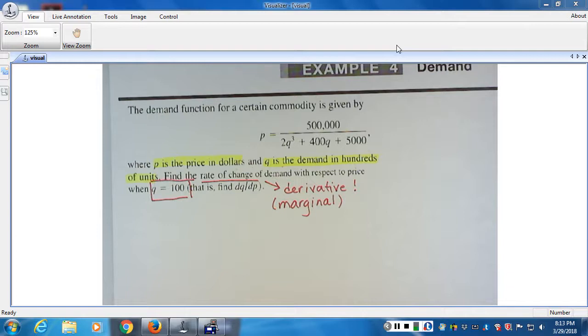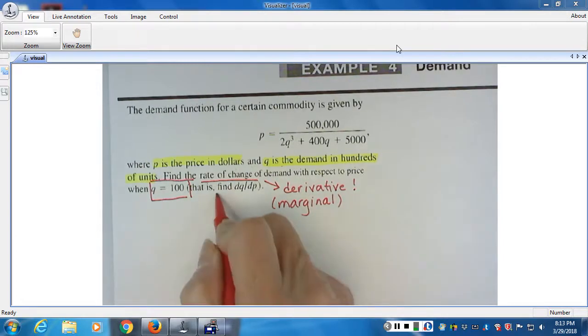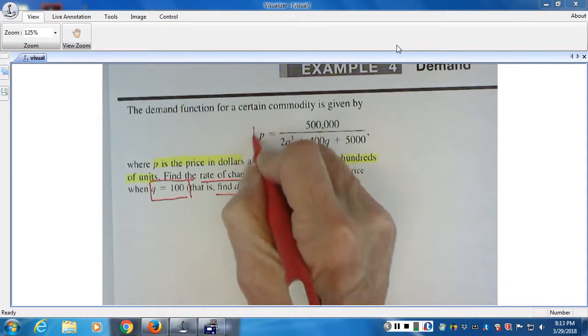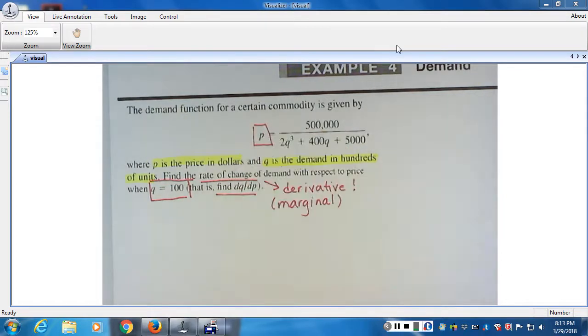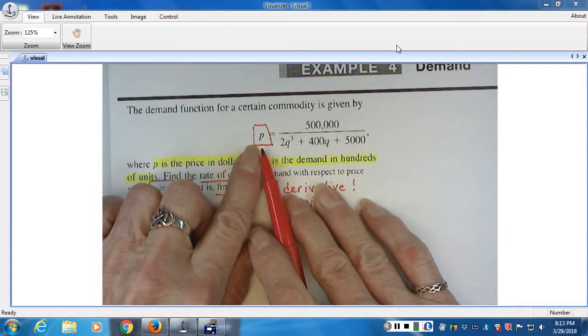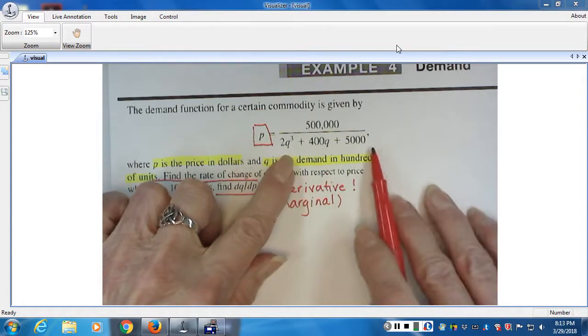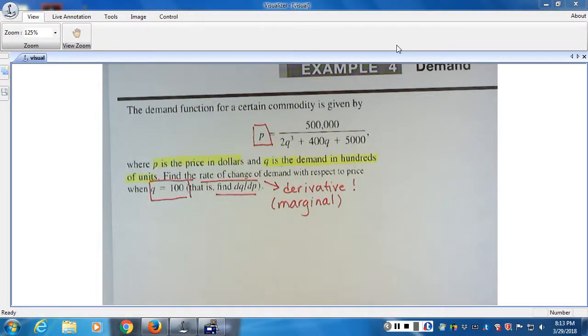Okay, now here's why we have to do implicit differentiation, okay? We're going to find dq dp. P is a function of Q, okay? So we're going to take the derivative of this side, and we're going to take the derivative of this side. Okay? And we're going to take both of those with respect to Q.